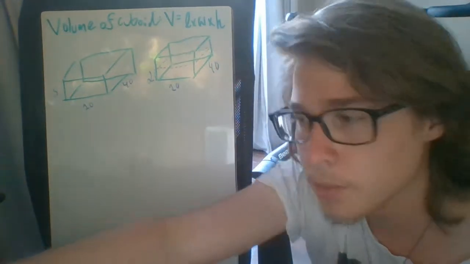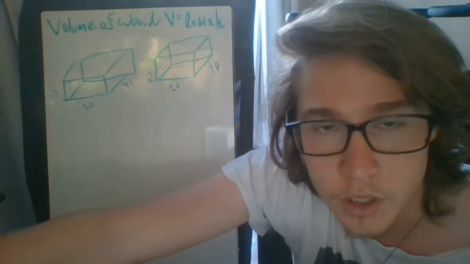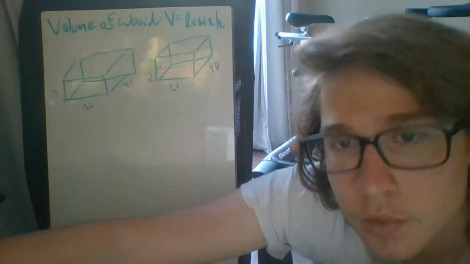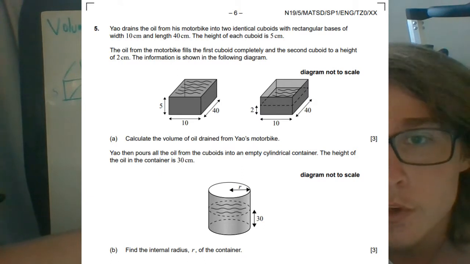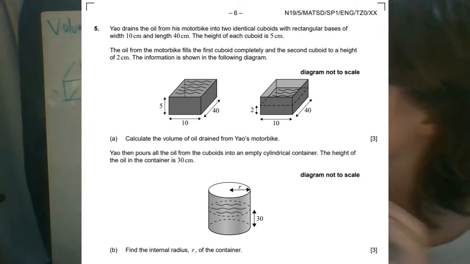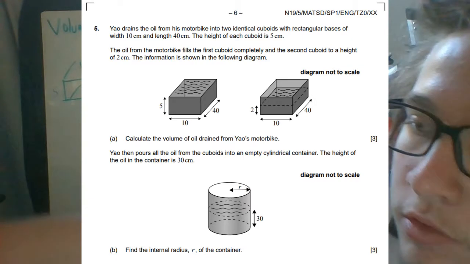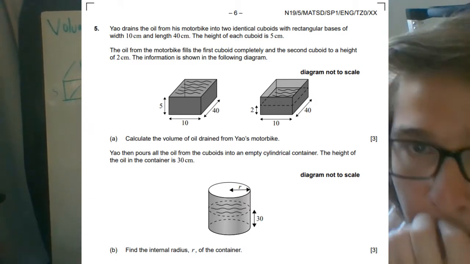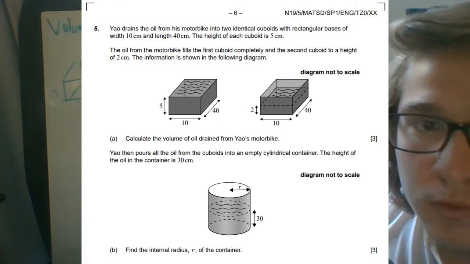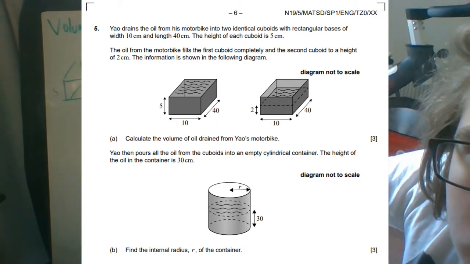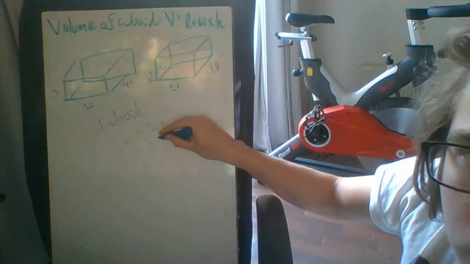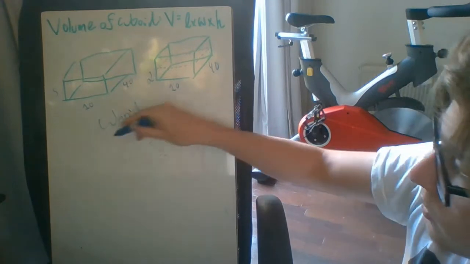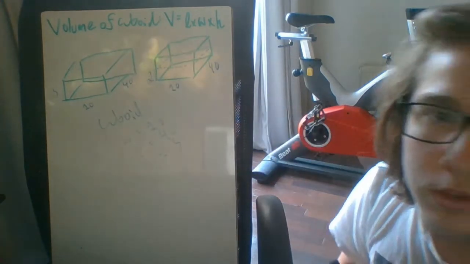Hello everybody. Today we're going to be going over an IB Math Studies geometry problem. The problem says that Yao drains the oil from his motorbike into two identical cuboids. The first keyword is cuboid, with rectangular bases of width 10, length of 40, and height of 5. And they give us the diagrams too, thankfully.